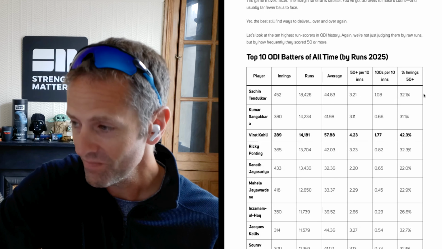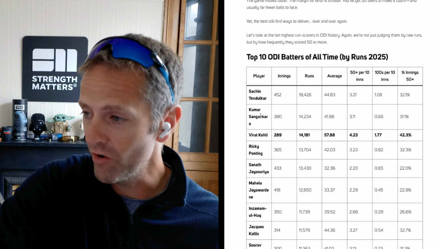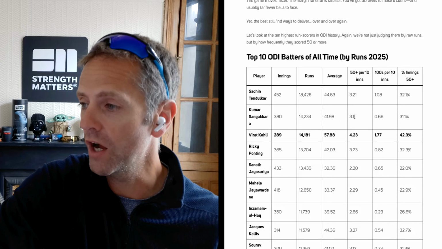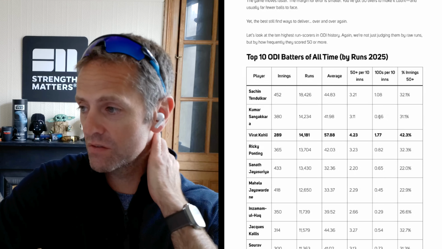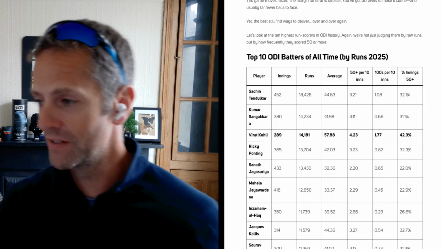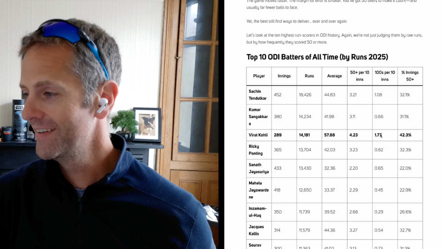Now, go to Kumar Sangakkara. Average of 41, 50 plus, 3.11. Hundreds per 10 innings, 0.66. 50 plus innings percentage, 31%. I'll come back to Virat Kohli in a second because he's another outlier, right?